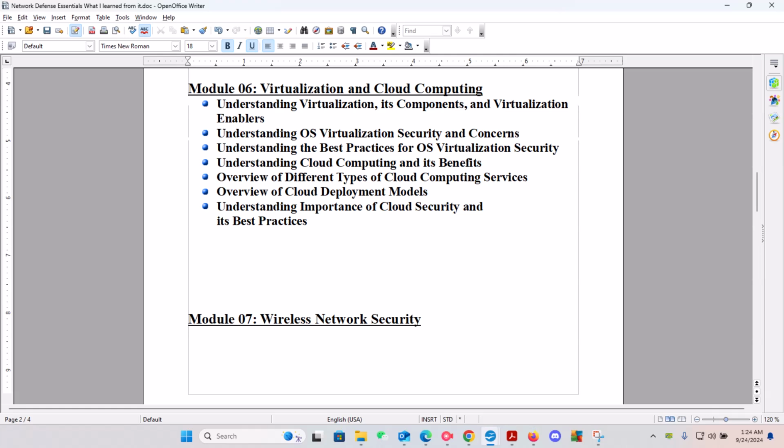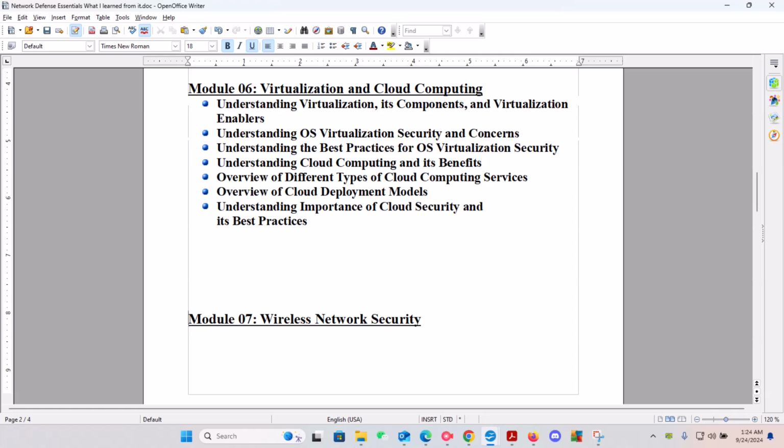For the second one, I gained an understanding of OS virtualization, security, and concerns. OS stands for Operating System. It's virtualization of an operating system such as Windows, the security as it relates to it, and the concerns about OS virtualization that you need to consider.